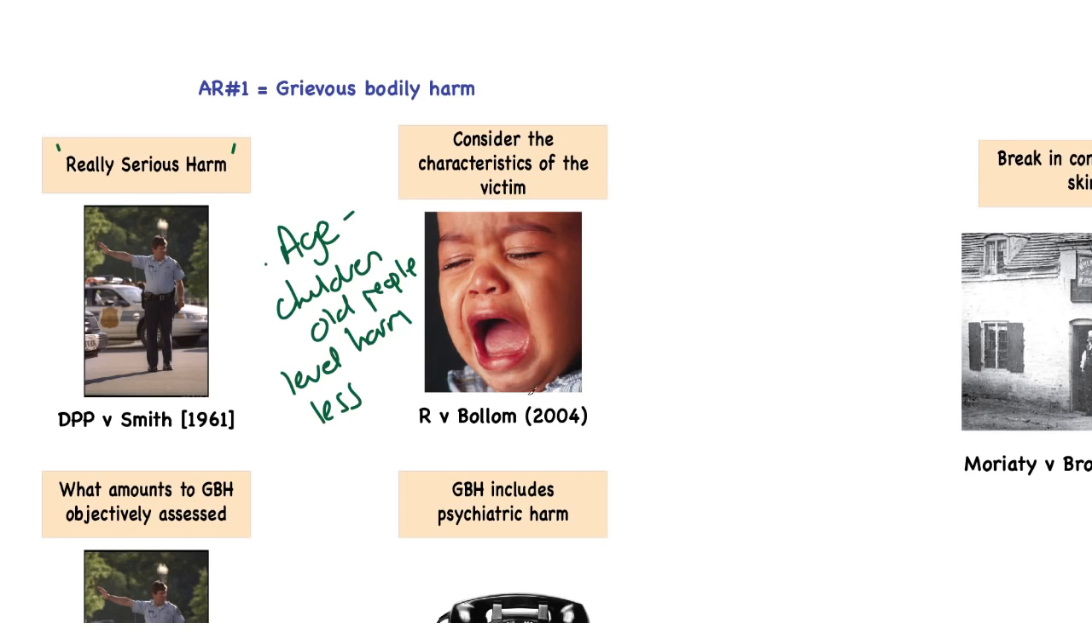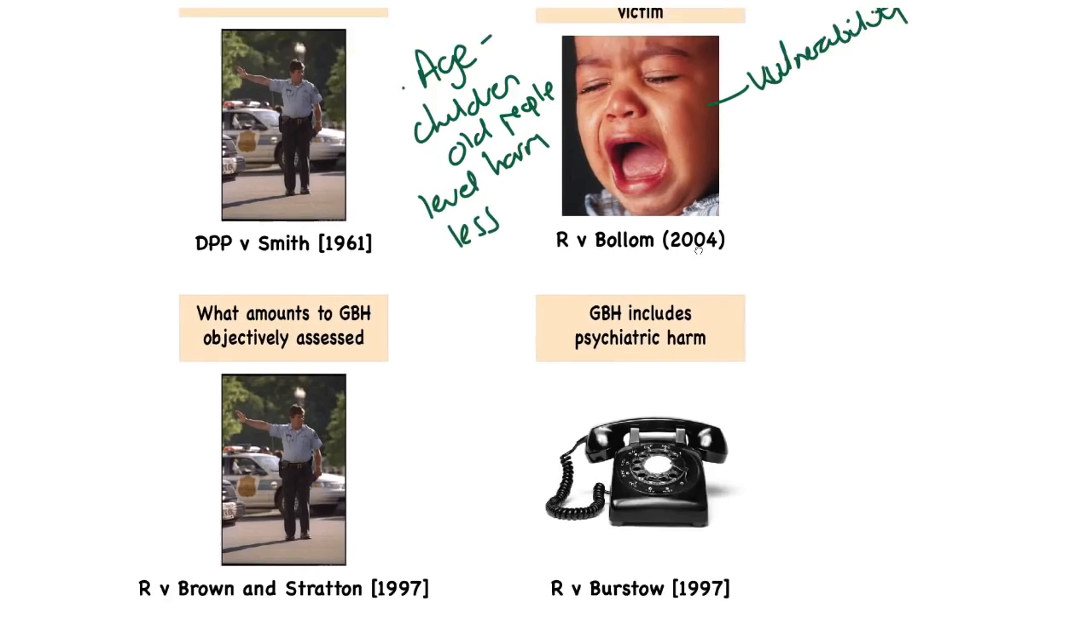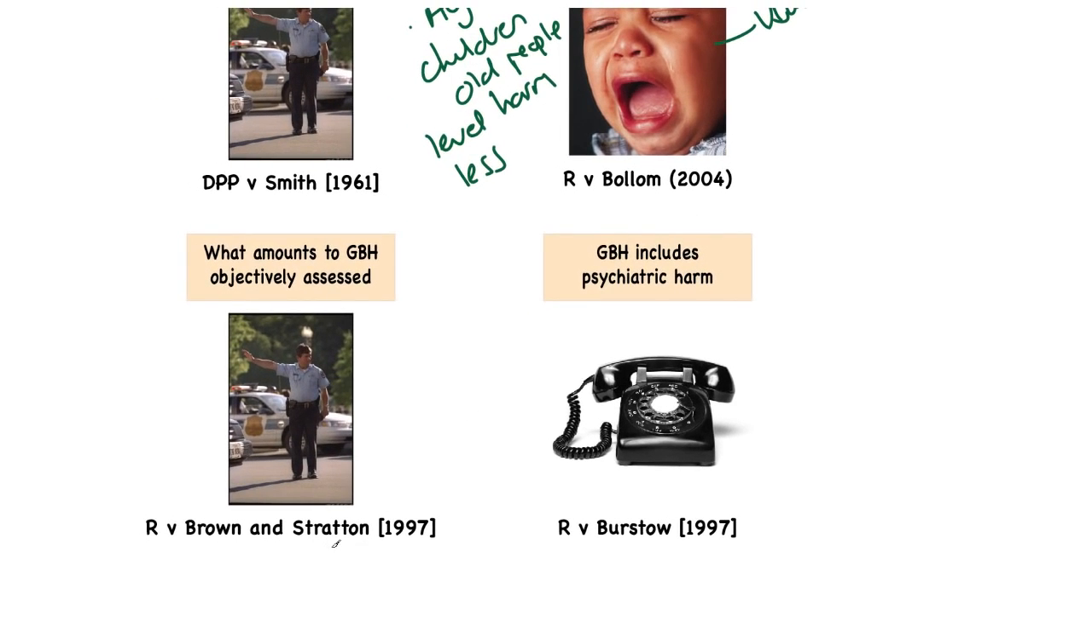So the jury should decide and look at vulnerability, if you like. So that's perhaps even a better word, if I could spell it. Vulnerability. How vulnerable is the victim, and does the vulnerability make the harm more serious? So that's Bollum 2004. The next thing that helps us really is Brown versus Stratton, and R versus Brown and Stratton.